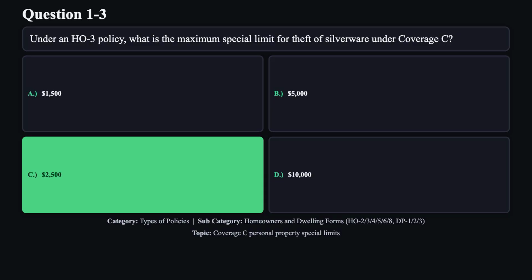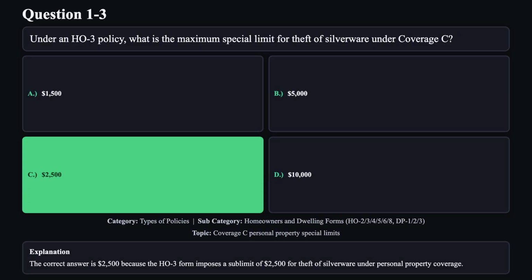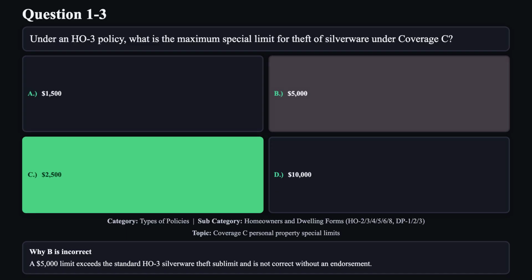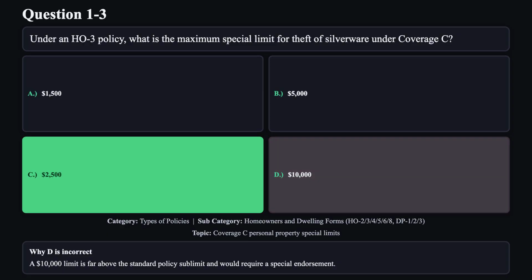The correct answer is C. The correct answer is $2,500 because the H03 form imposes a sublimit of $2,500 for theft of silverware under personal property coverage. Reason A is not correct. The $1,500 limit applies to certain types of jewelry, not silverware. Reason B is not correct. A $5,000 limit exceeds the standard H03 silverware theft sublimit and is not correct without an endorsement. Reason D is not correct. A $10,000 limit is far above the standard policy sublimit and would require a special endorsement.